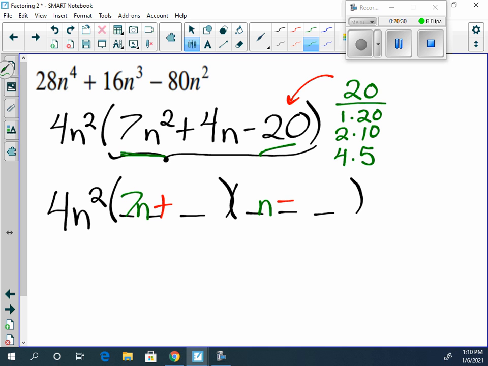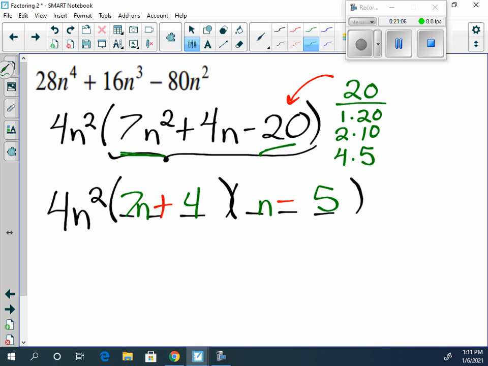Which set of factors do we want to use first? Because I have a feeling it's not going to be 1 and 20. Because I'm either going to be multiplying the 20 by 7 or kind of adding and subtracting 7 and 20. So that's probably not going to be it. So we're left kind of with 2 and 10 and 4 and 5. Which one of those do we want to try first? 4 and 5.